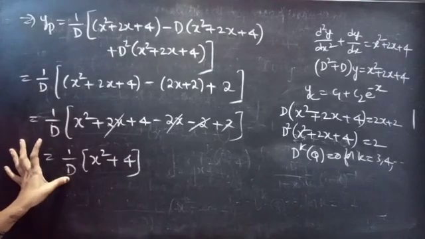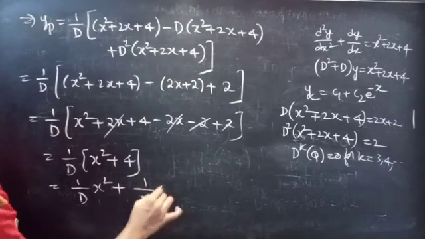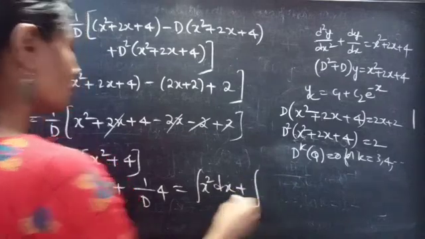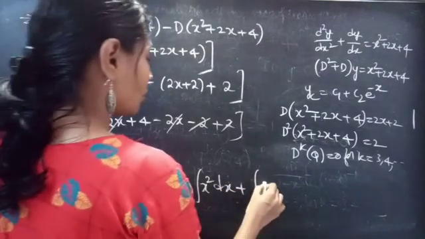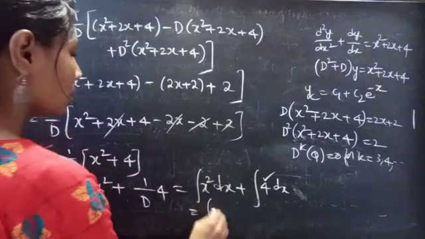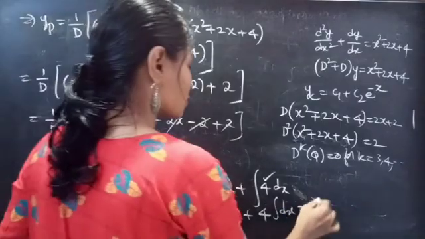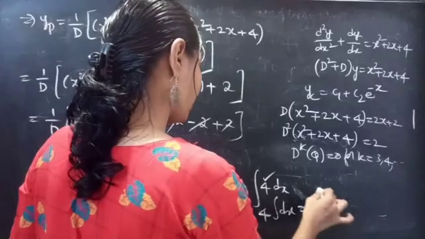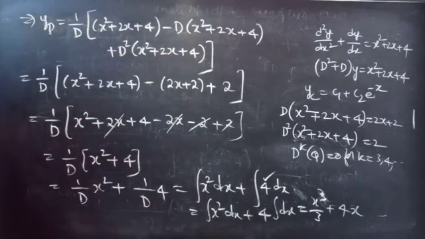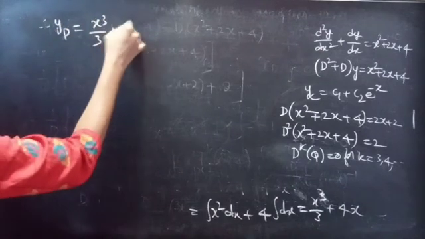We know that 1 by d is an integral operator. So we'll just remove the brackets firstly. Now we can write 1 by d of x square as the integral of x square dx plus the integral, write 1 by d of 4 as the integral of 4 dx. Now let's take the constants outside the integral. We'll get the integral of x square dx plus 4 into the integral of dx, which is equal to x cube by 3 plus 4 into x. Therefore, yp equals x cube by 3 plus 4x.